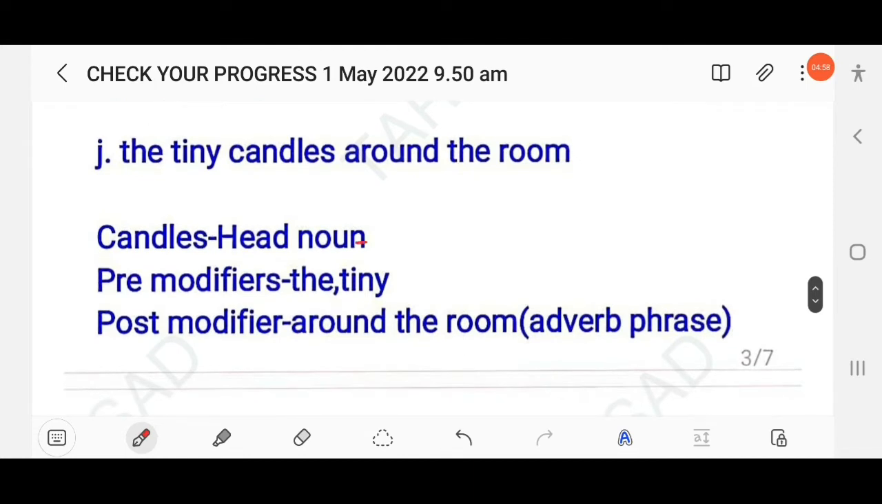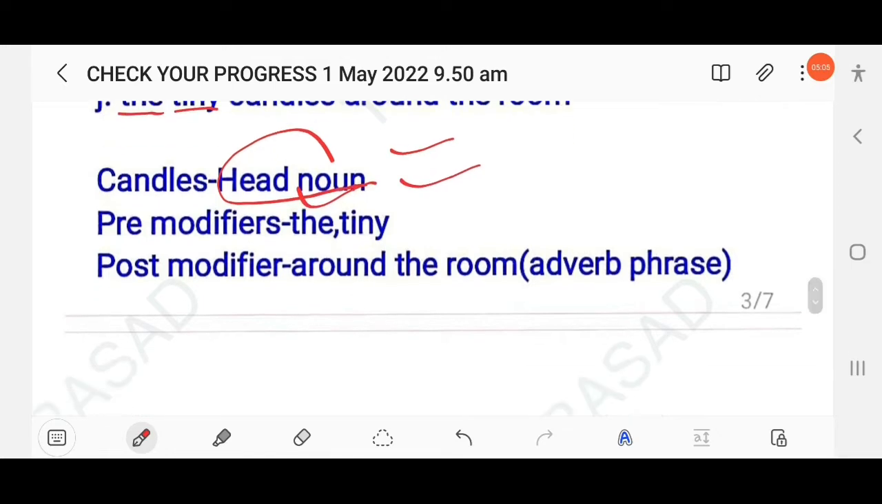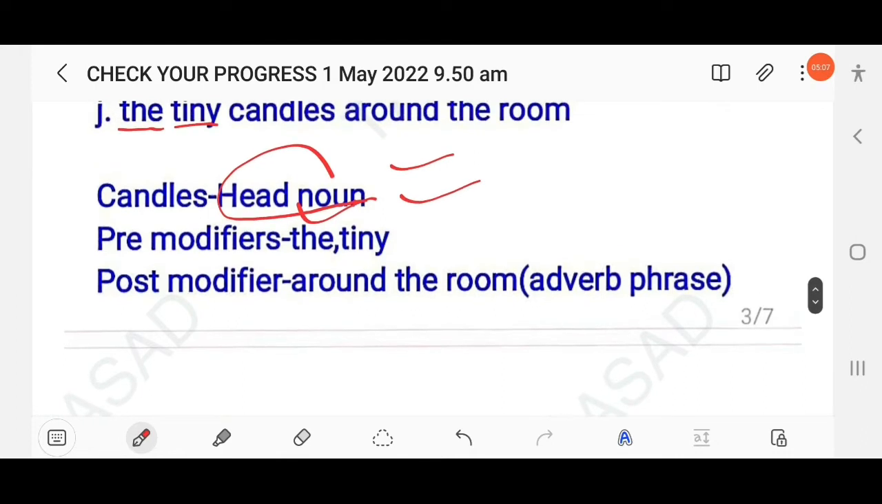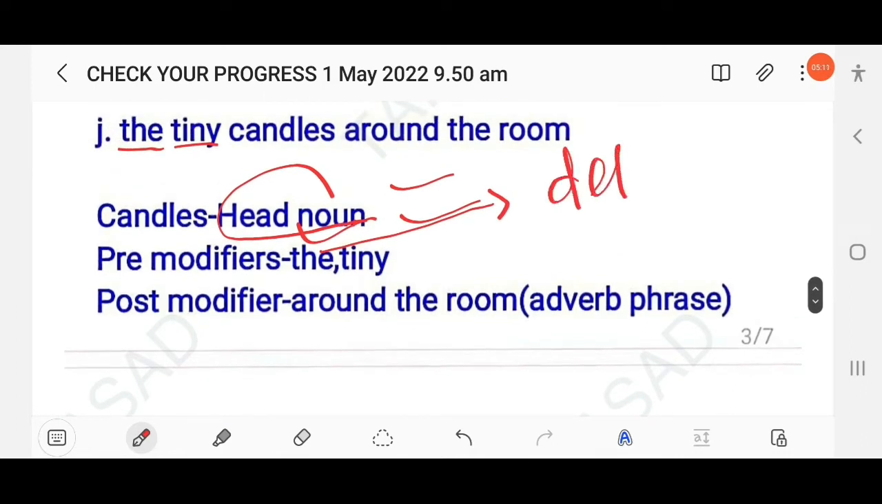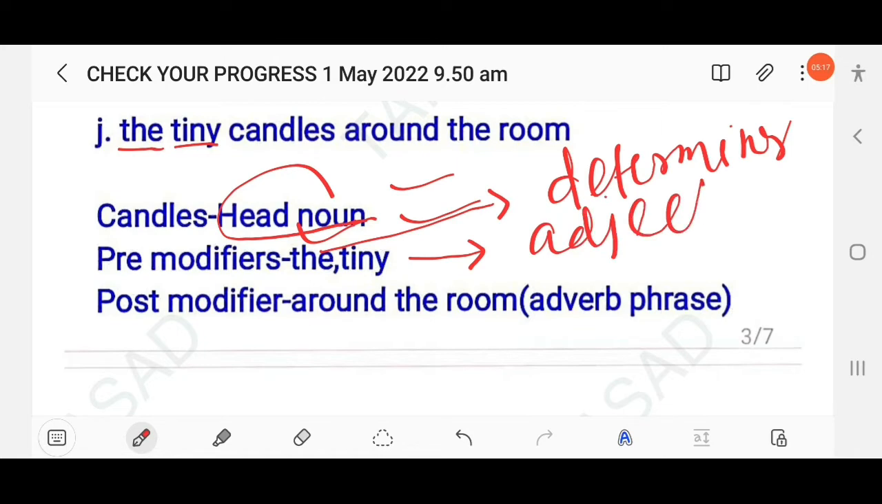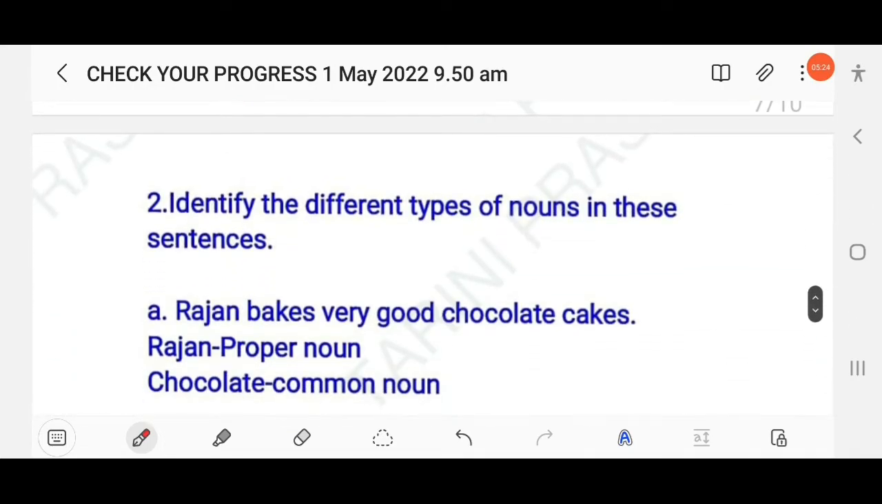Then next, the tiny candles around the room. Candles is the head noun, and the pre-modifiers are the and tiny. You have to also label the pre-modifiers. The is a determiner, and tiny is an adjective. The post modifier around the room is an adverb phrase. Clear?